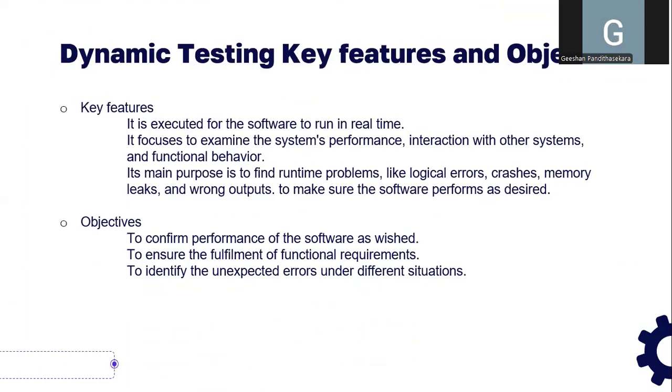Let's talk about the key features and goals of dynamic testing. This type of testing checks how the software performs during execution. Are there any unexpected behaviors? Are the functions producing correct results? It's really a check to ensure that the app works well under real conditions with real use.